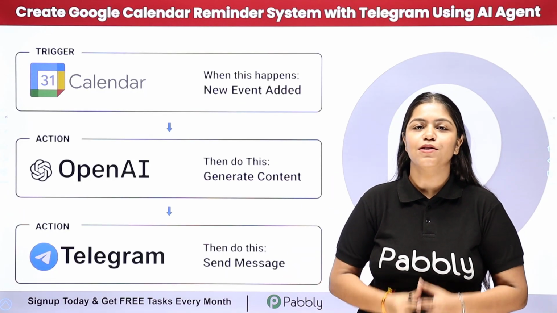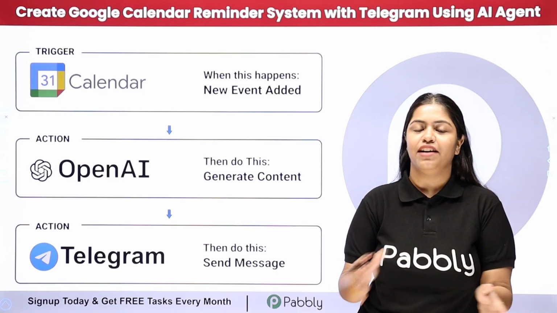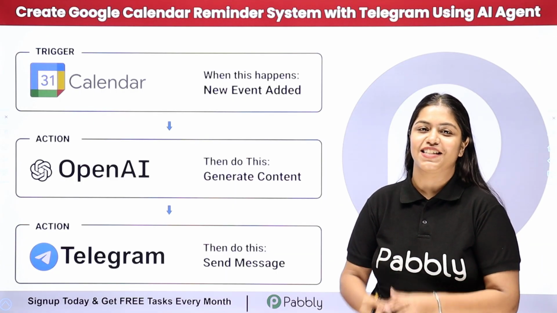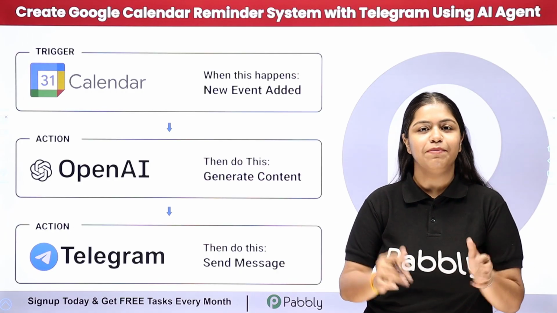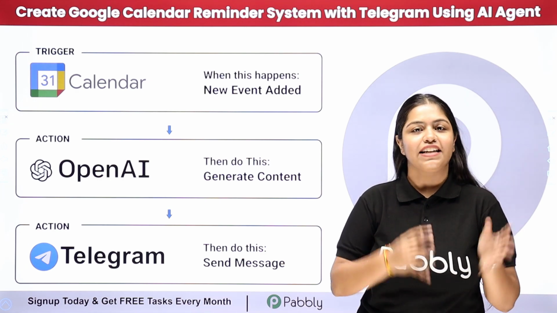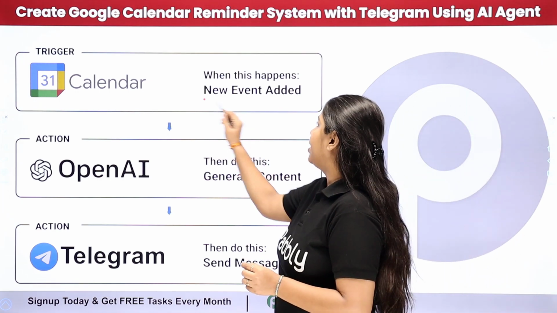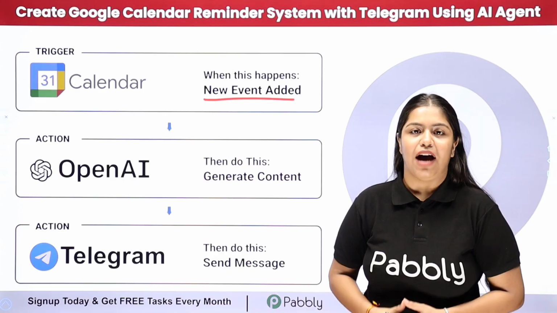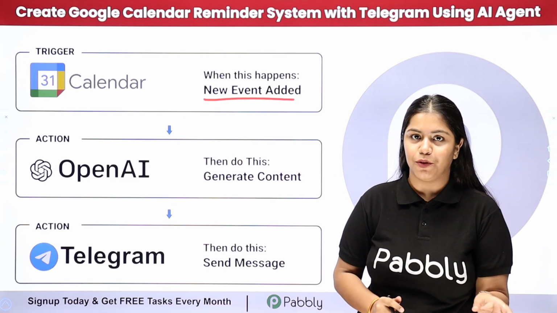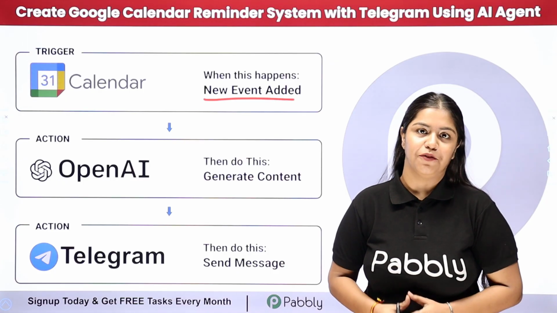In this video we are going to understand how to create a Google Calendar reminder system with Telegram using an AI agent. Like you, I also used to manually send the reminders to all my team, but this is such a time consuming and tedious task. So to solve this problem, I've created this amazing automation where, as soon as a new meeting is scheduled on my Google Calendar, my AI agent automatically generates the message which will be sent 1 hour before the event and also 30 minutes before the event.